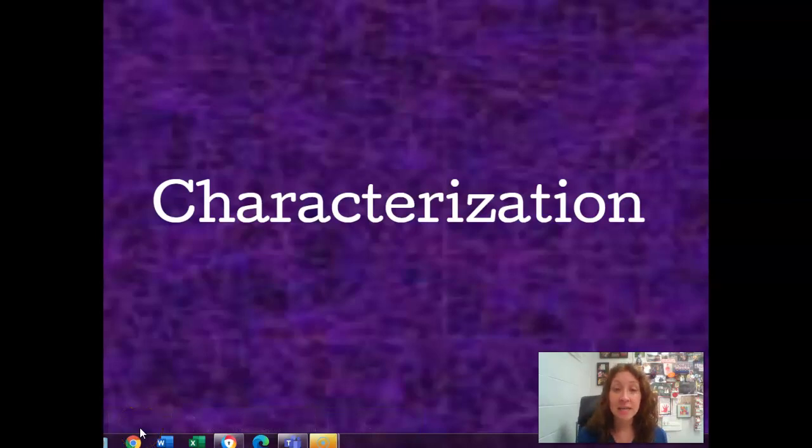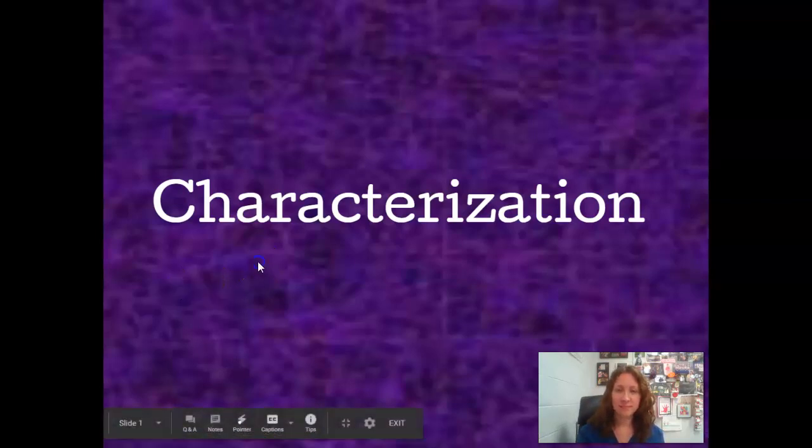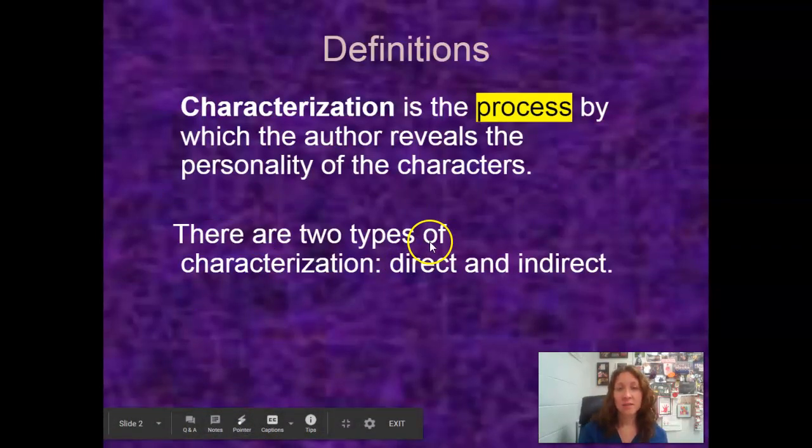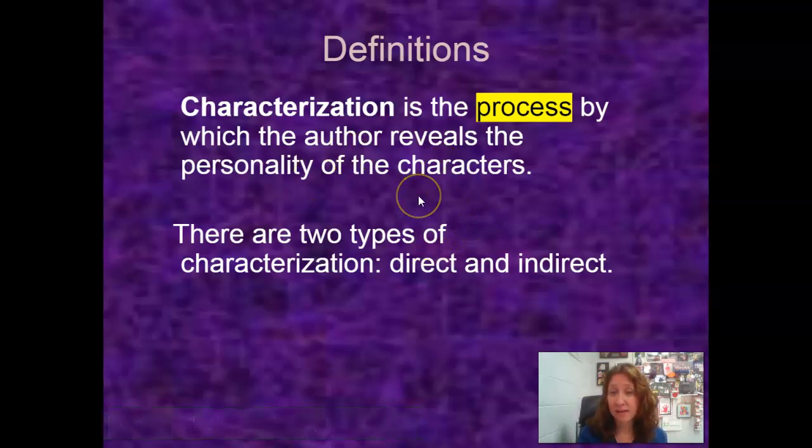Hey guys. So this presentation is to show you the difference of the types of characterization that authors can make when they are writing a short story. For The Most Dangerous Game, you have very specific examples of both direct and indirect characterization. So the definition of characterization very simply is when the author reveals the personality of the characters.